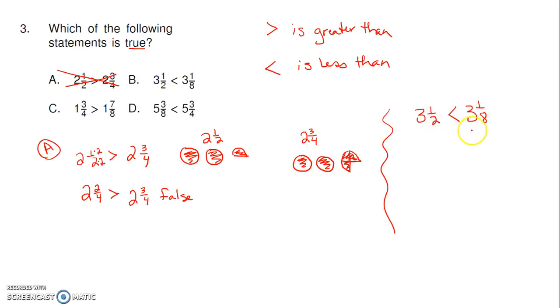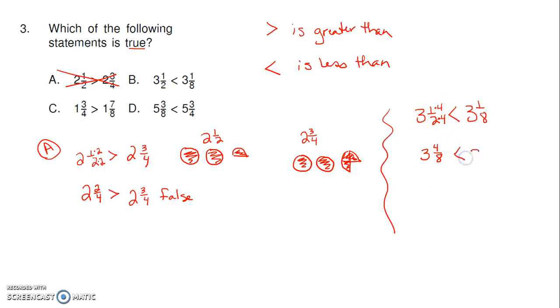So how could I make a 2 into an 8? Oh, 2 times 4 is 8. If I'm going to multiply that denominator by 4, I would need to multiply that numerator by 4. So 3 1/2 is the same as 3 4/8. 4 is half of 8. So that says 3 1/2 is 3 4/8.